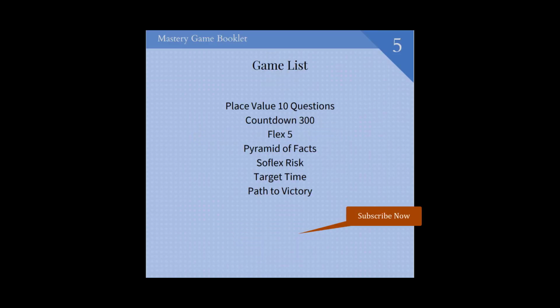All right, so we have place value 10 questions, countdown 300, flex 5, pyramid of facts, Soflex risk, target time, path to victory. The Soflex risk and the target time are two new games that we will learn today. The others will be reviews from what we've already gone over.